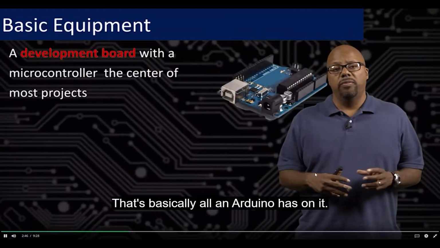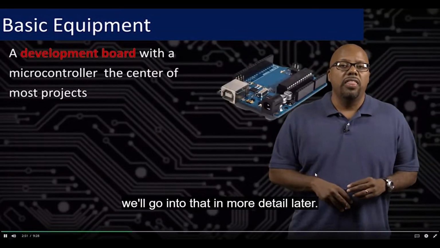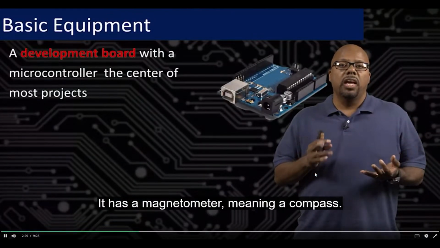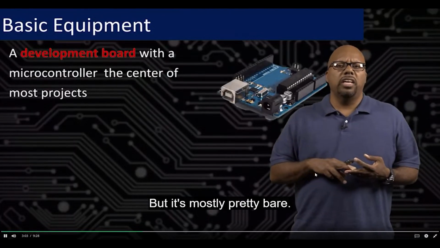That's basically all an Arduino has on it. Now, we're also going to use a Raspberry Pi, and we'll go into that in more detail later. That has more things on it. That actually has an accelerometer on it. It has a magnetometer, meaning a compass. It has a few other things on it. But it's mostly pretty bare.